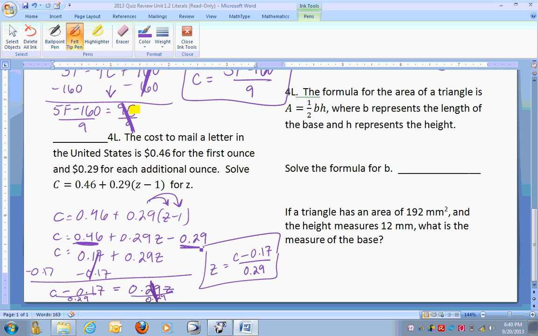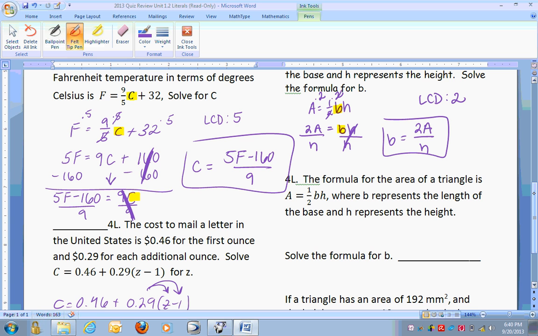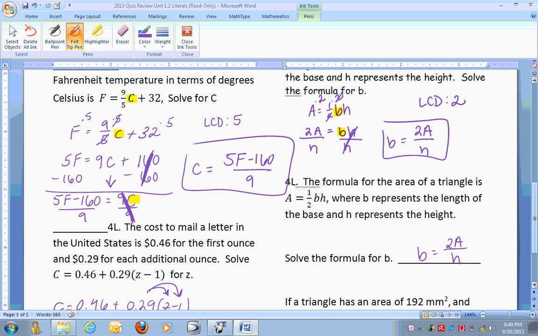All right, so now we're going to go ahead and move on to problem 4 under the target practice. And they've given us the same formula that they gave us in problem 3. The formula for the area of a triangle is area equals 1/2 base times height, where b represents the length of the base and h represents the height. We'll solve the formula for b. Well, we already did that in problem 3, so I'm just going to bring that answer down. We already said that the base is equal to 2 times the area divided by the height.